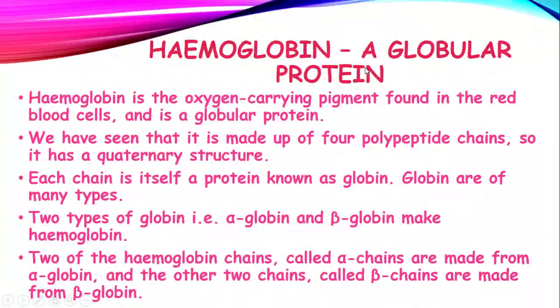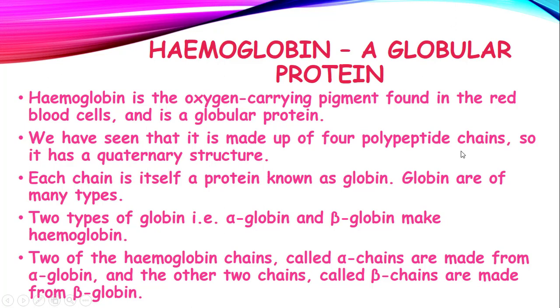Now hemoglobin is an example of a globular protein. Okay, what we studied so far was actually an introduction to the globular protein. Hemoglobin is the oxygen-carrying pigment found in the red blood cell and is a globular protein. We have seen that it is made up of 4 polypeptide chains. One polypeptide is said to be a single protein. So there are actually 4 polypeptide chains.